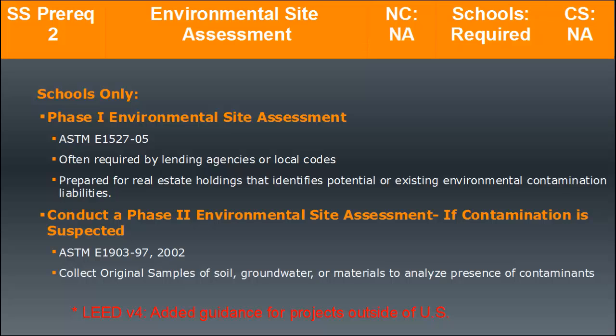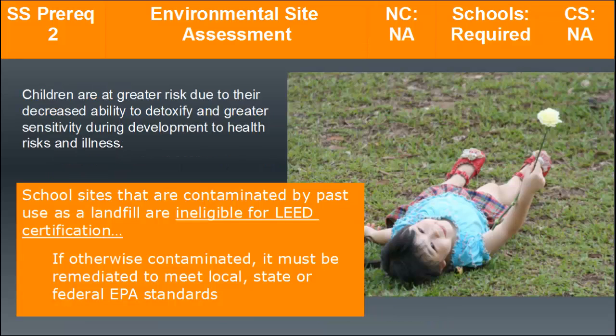the prescriptive LEED requirements. You'll need to conduct a Phase 2 environmental site assessment if contamination is suspected. In this case, collect original samples of soil, groundwater, or materials to analyze presence of contaminants. In LEED version 4, there's added guidance for projects outside of the U.S. Something that's unique to schools is that a site that was ever a landfill cannot be a LEED certified school.